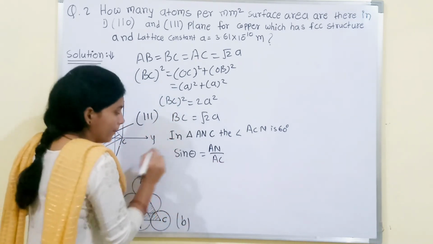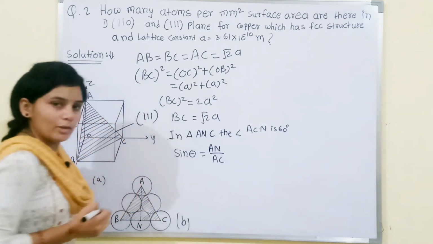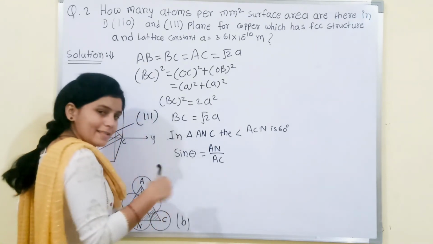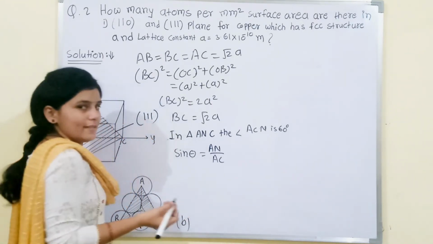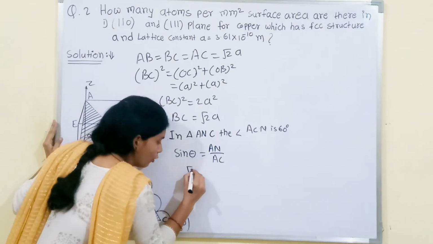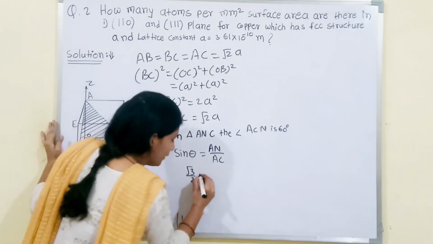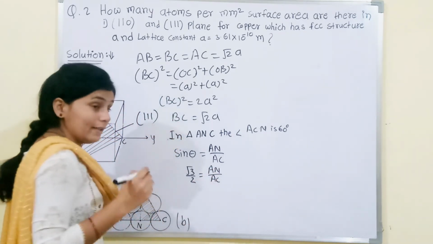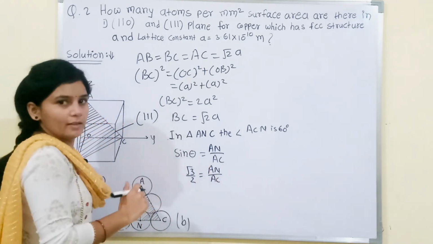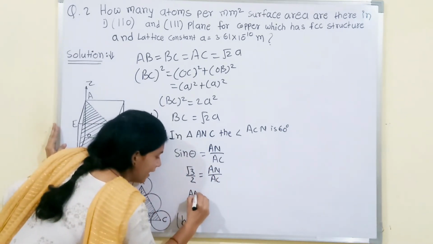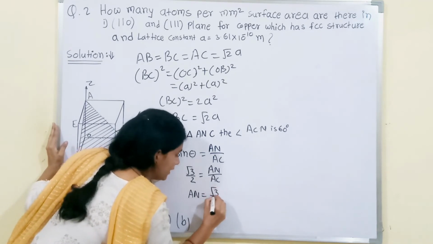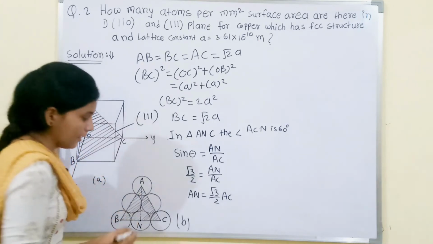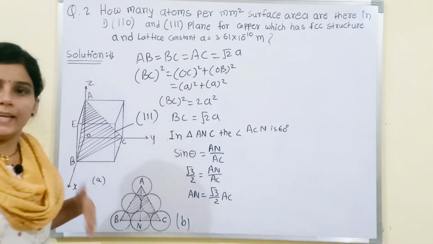So root 3 by 2 is equal to AN divided by AC. But we want to calculate the height, that means AN. So we can write AN is equal to root 3 by 2 AC. Simply AC will shift here. Now we will calculate the area of the plane.